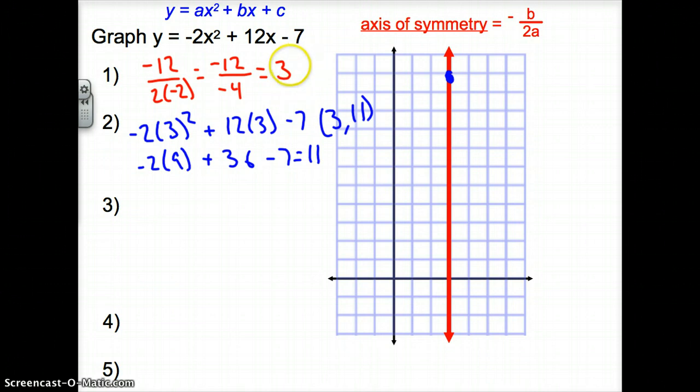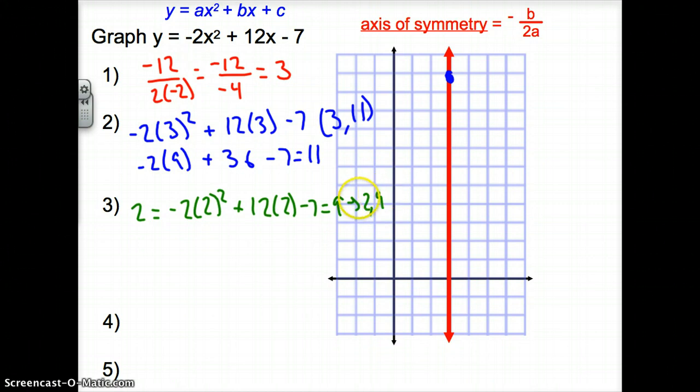So now for step number 3, remember I have to pick 2 points that are less than my x or my axis of symmetry, which was 3. So 2 points less than 3. Well, 1 point less than 3 would be 2. So I'm going to plug this 2 in for my x's. So I have -2 times 2 squared plus 12 times 2 minus 7, which gives me a big old 9. So now I put in 2 for x, so that's going to be my x value, and it gave me 9.